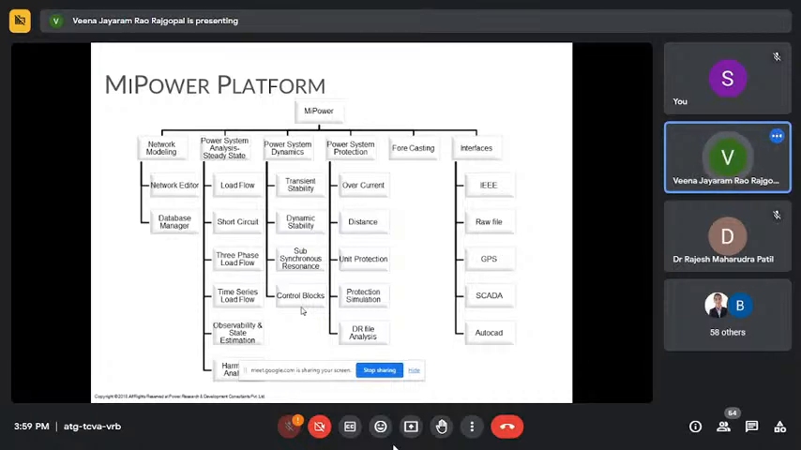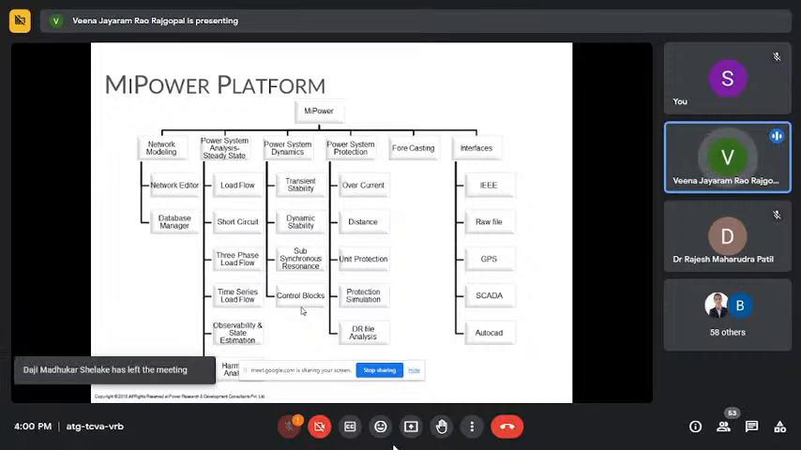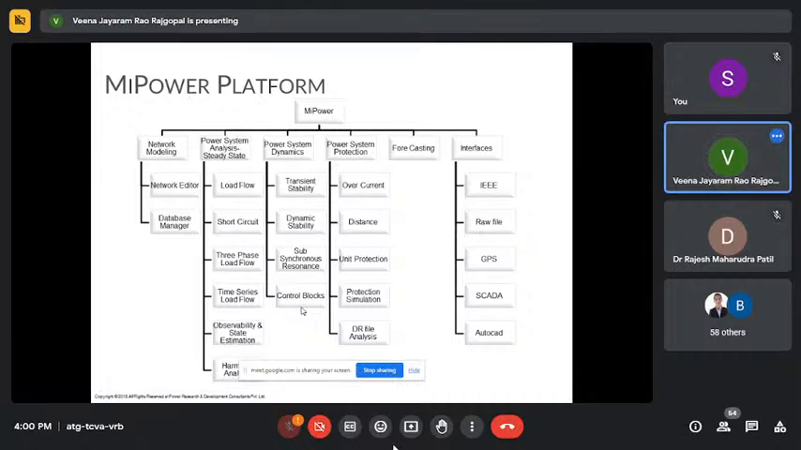Like, for example, if there is a disturbance, your AVRs, the automatic voltage regulators, your governors, and then maybe SVC, all those things are going to play a part to bring back the system to normalcy. So if it fails, the system will collapse.